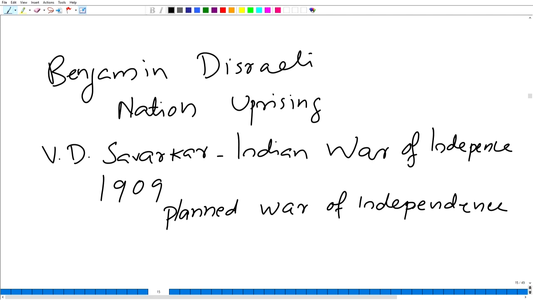Well, Benjamin Disraeli argues that the rebellion of 1857 was a national uprising. V.D. Savarkar, in his book entitled Indian War of Independence, published in 1909 in London, argues that the Great Rebellion of 1857 was a planned war of independence. Now we will be looking into whether the Great Rebellion of 1857 was national or not.